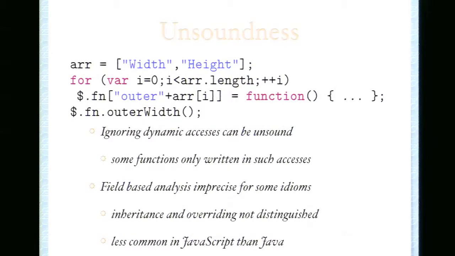And field-based analysis is imprecise for some idioms as well. Anyone who does object-oriented overriding, right? The whole point is in a superclass I assign f to be one thing, and in a subclass, I make f some other function. That's how I do virtual method overriding in JavaScript. And for us, we're just going to assume that everybody might have any of them. So we're giving up on trying to do any kind of disambiguation of object-oriented dispatch.